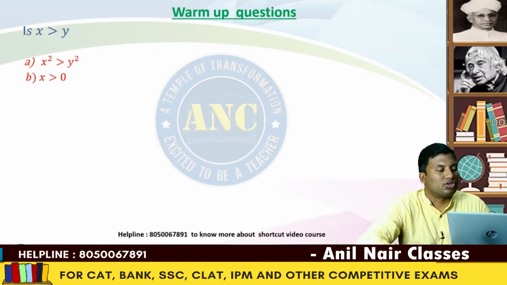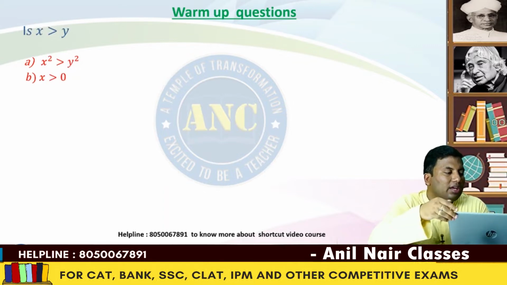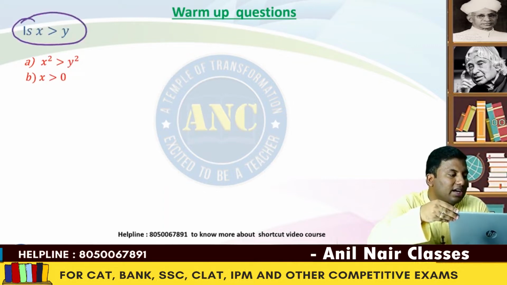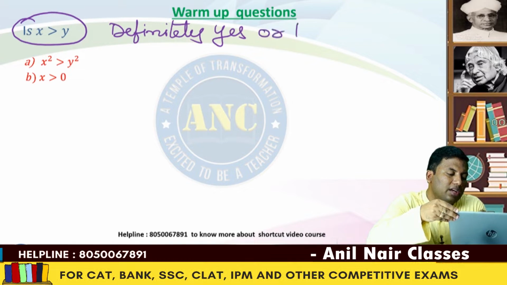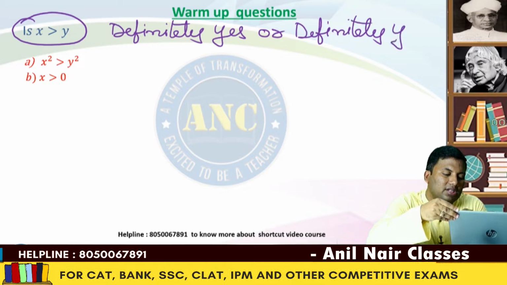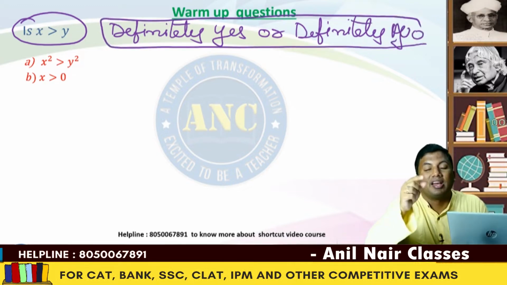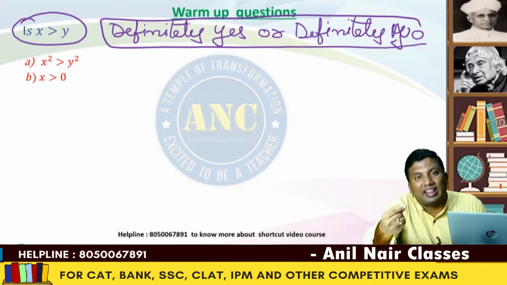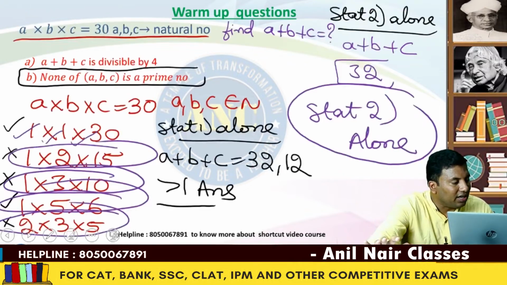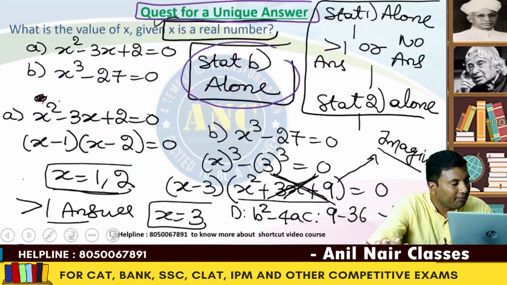Next one, third question. Is x greater than y? That means I should say either definitely yes or definitely no. Remember, he is not asking you the value of x and y. He is asking whether x is greater than y. That is why I wrote this line here.